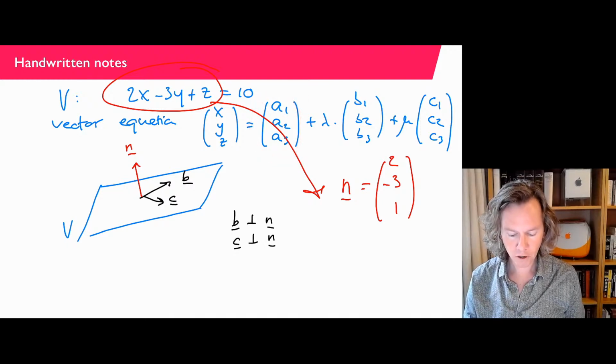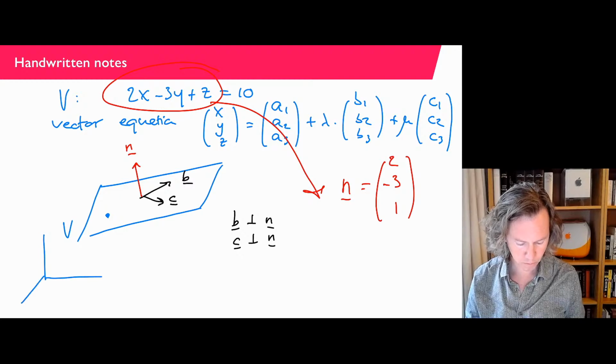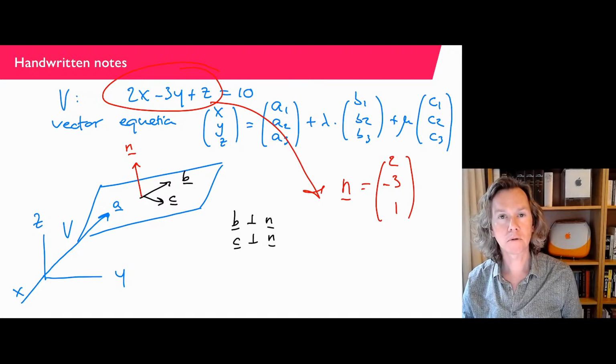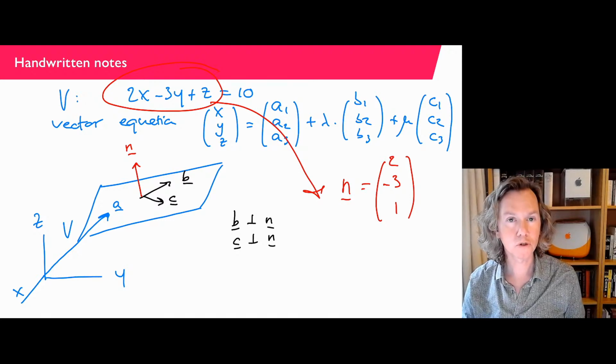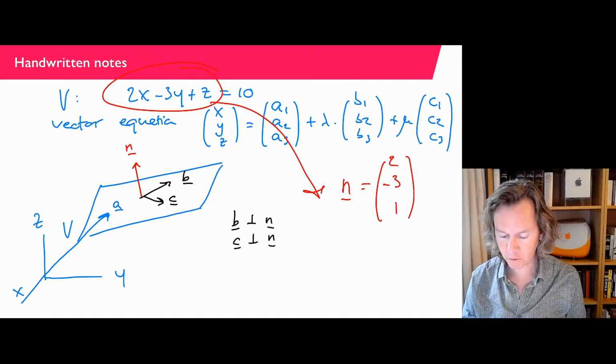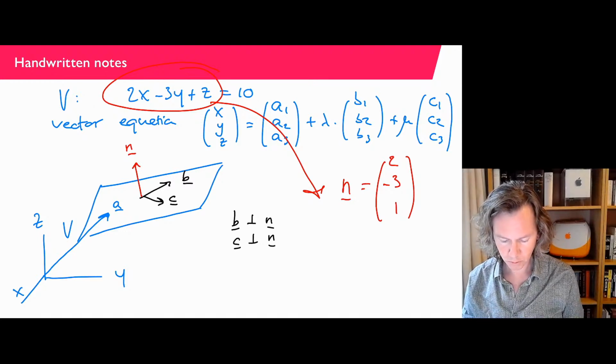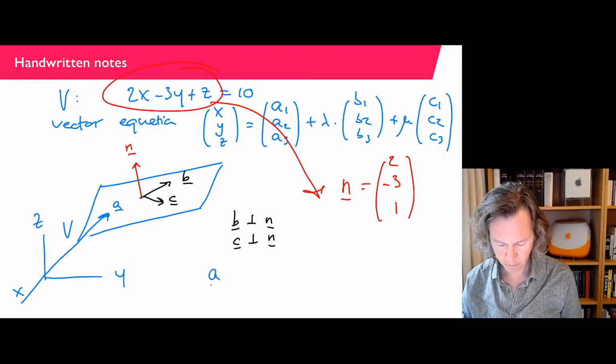Basically, you just have to pick any point in the plane. If you have a coordinate system x, y, z, then for the vector A, you pick a vector that points from the origin to a point in the plane. How can you find such an A? That's not so difficult. You can just choose a point in V.